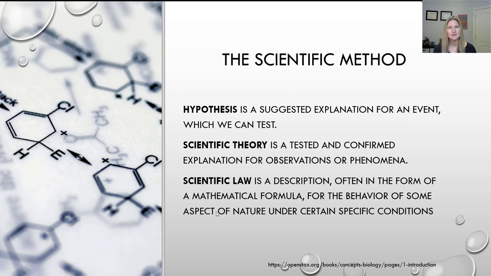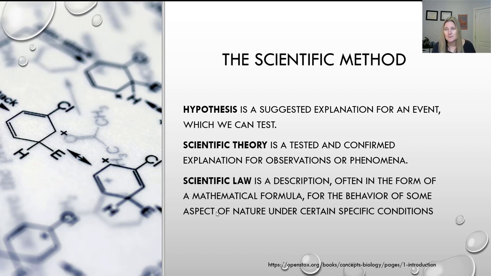Now, hypotheses are different from scientific theories. A scientific theory is a tested and confirmed explanation for observations or phenomena. A scientific theory essentially is a hypothesis that has been tested over and over again and has all sorts of different types of evidence to support it. Once it gets to that level, it's considered a scientific theory. So it's not something that we're planning to test. It's already been tested over and over again, and we have a lot of evidence to support it.